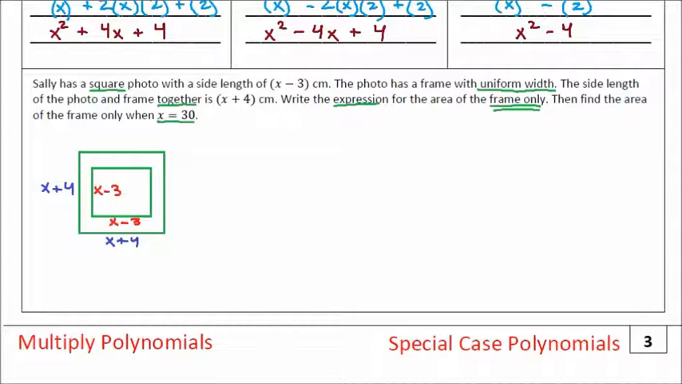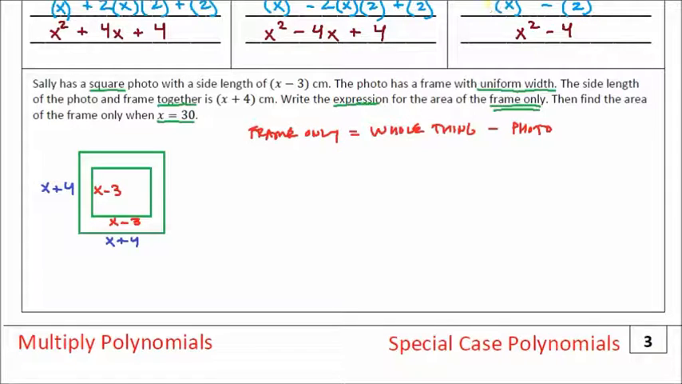All right? So let's write out something just to kind of think through this. How do we find the frame only? Well, we find it by looking at this. The frame only is equal to the whole thing minus the photo. And that makes logical sense. The frame only is everything minus this square taken out. That's going to leave us with just the frame.